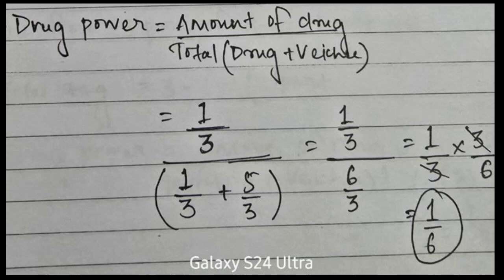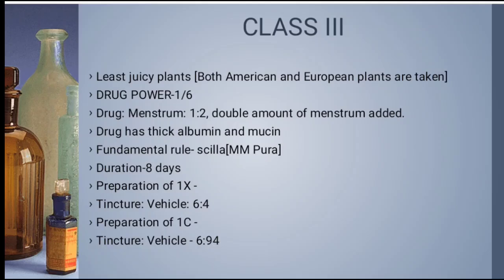Repeatedly I am telling what is the importance of the drug power. Here what we got, 1/6. 1/6 is only needed for preparing first potency for class 3. Here 2 scales are there. One is centesimal scale, one is decimal scale. For centesimal scale what we are taking, 6 parts of the drug substance and 94 parts by weight of alcohol. Okay, and we will give 10 downward strokes. By this we will get first centesimal potency in class 3.